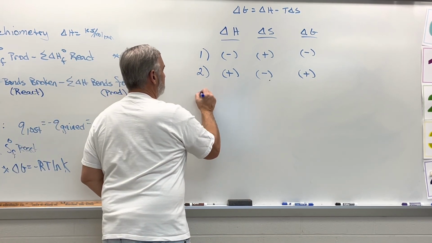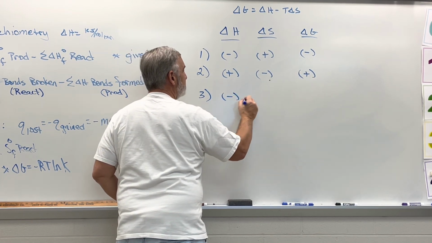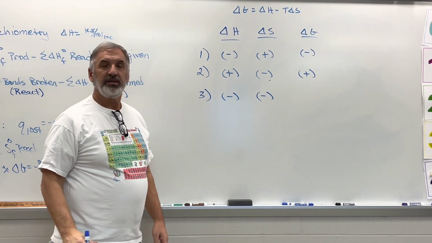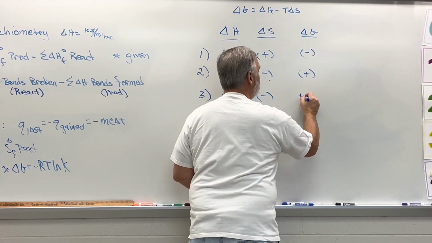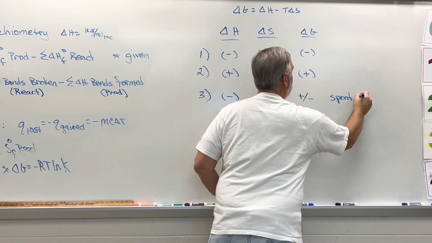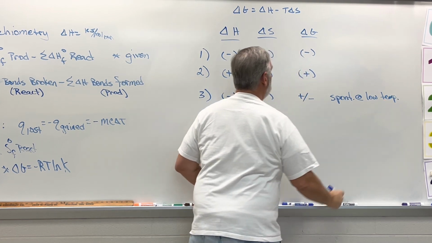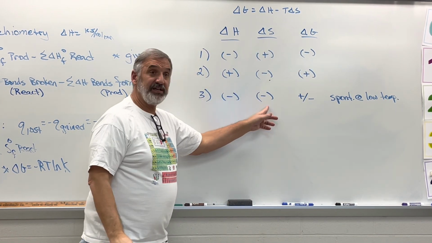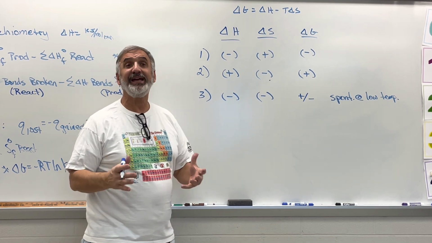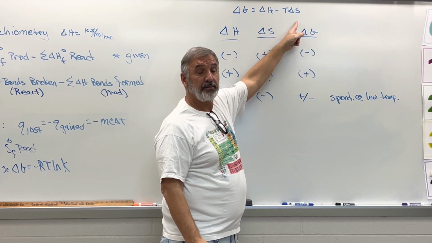Now, what if they're opposite though? What if it's negative and negative? Negative at low temperatures. So now it can be positive or negative. It's going to be spontaneous when? At low temperatures. So we remember negative and negative, low temps. That's when it's spontaneous. But we have to answer it in terms of delta H and T delta S.